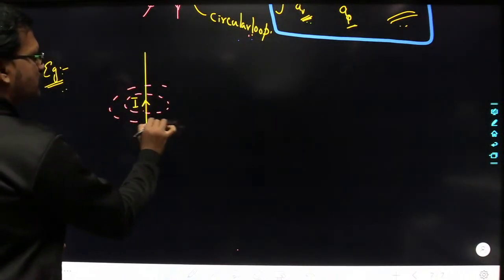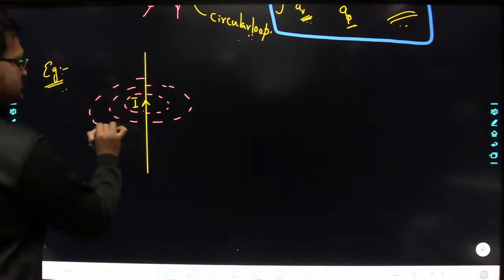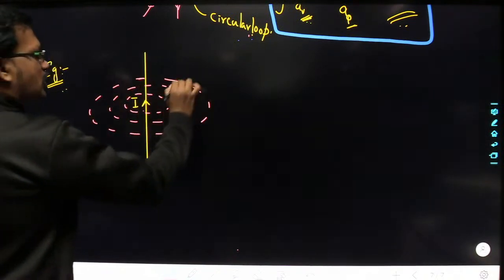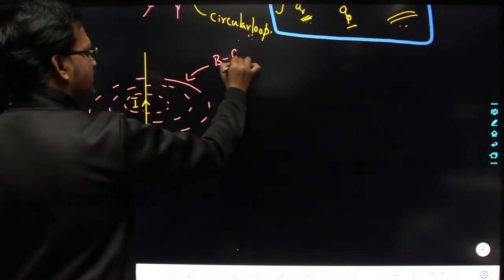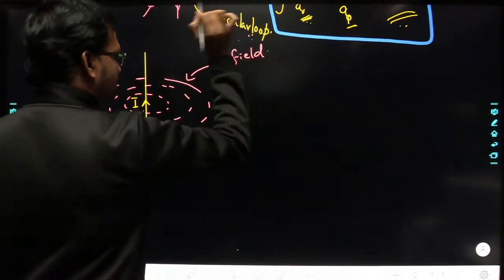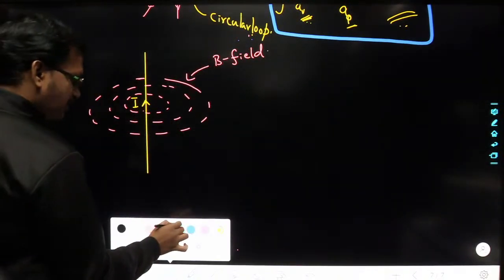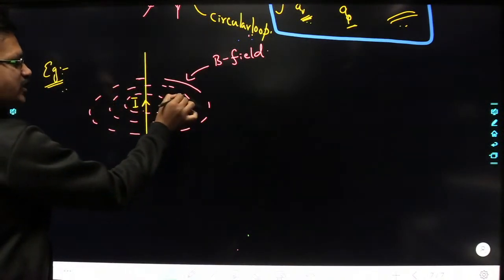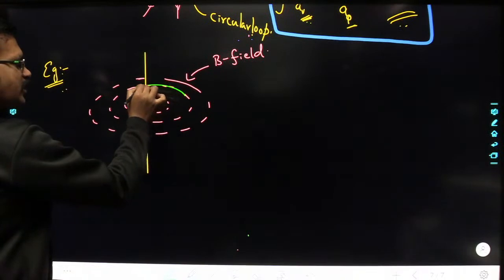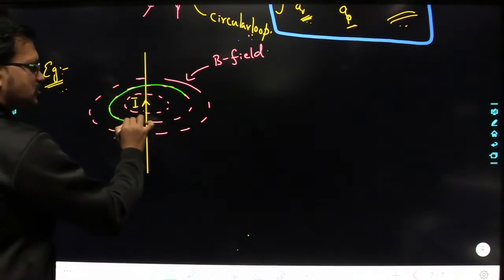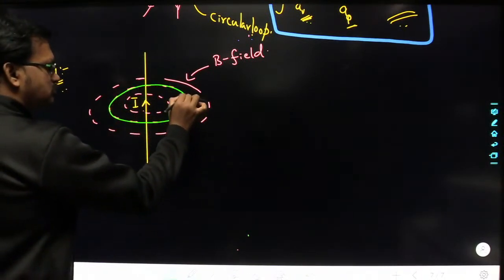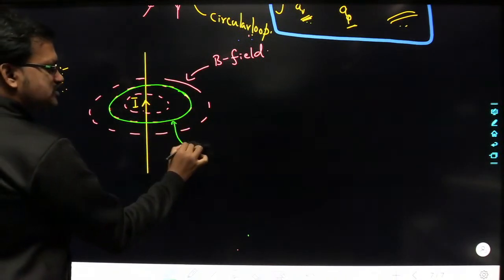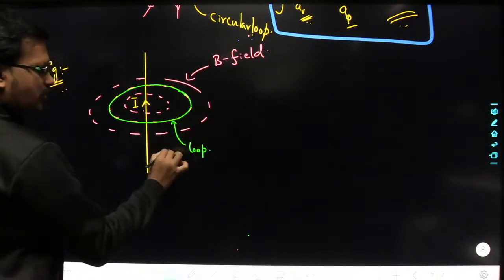So this forms circular loops like this. This is nothing but the B field. Now I try to determine the circulation of the B field around this closed loop. So I am considering a closed loop like this. This is nothing but the closed loop.